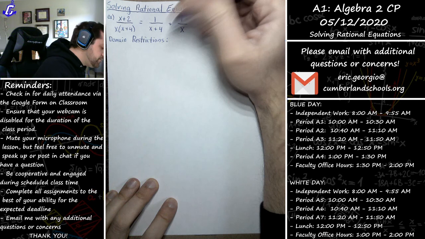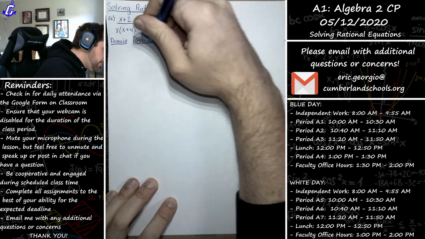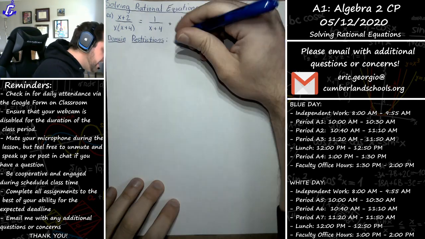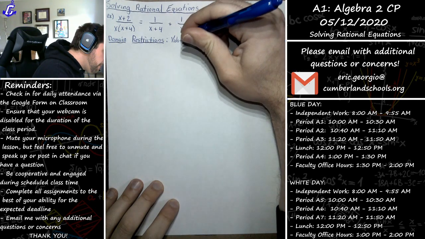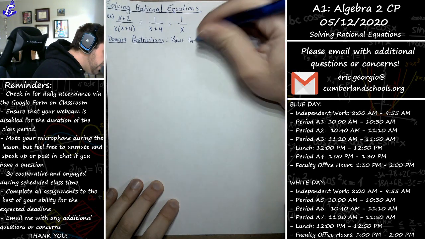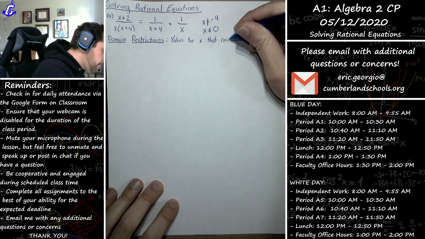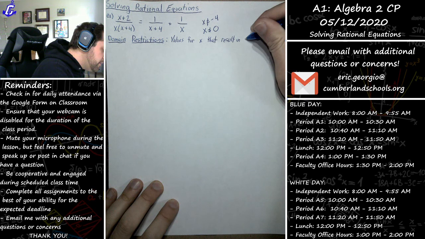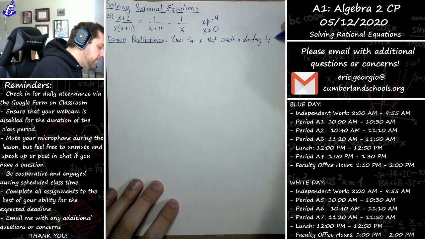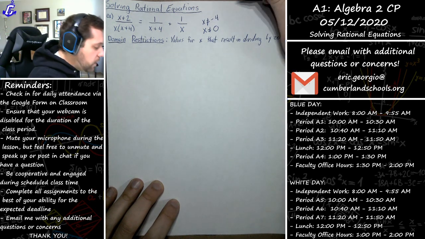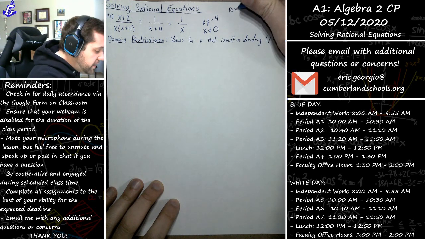Okay? And domain restrictions are values for x, in this case, that result in dividing by 0. Okay? You may recall all the way back to the beginning of the year, or you may not recall, you may remember it now that I say it.